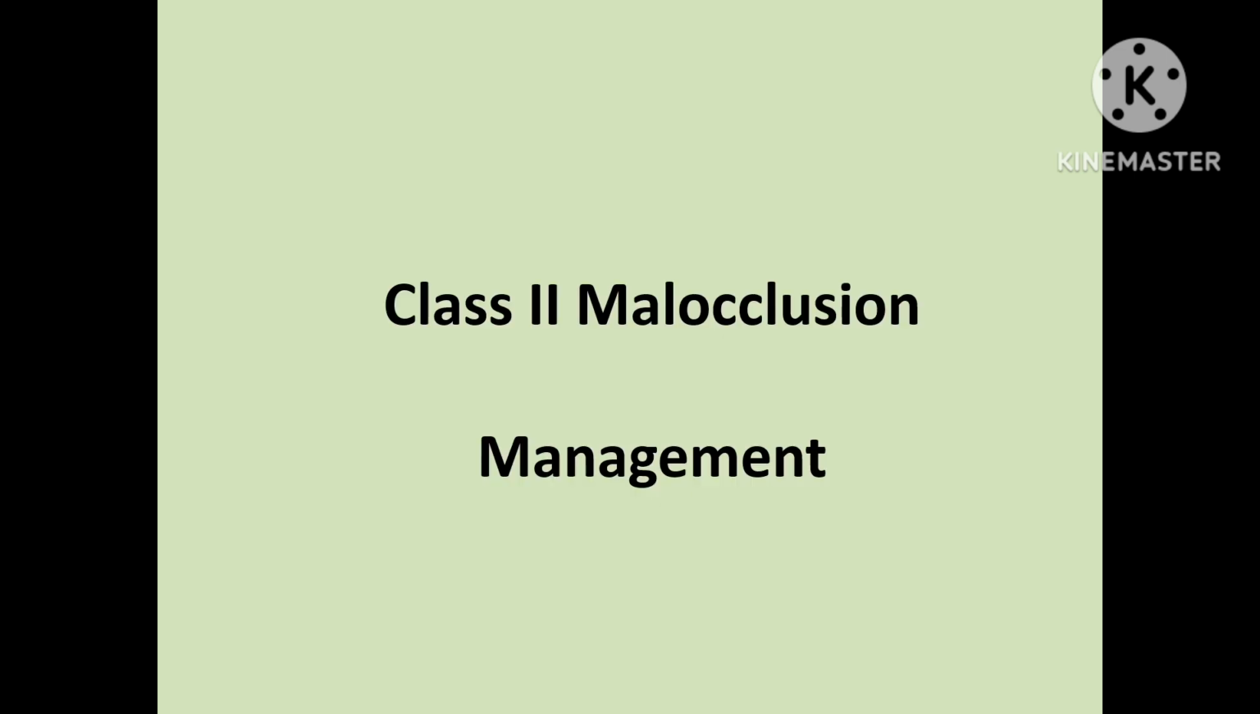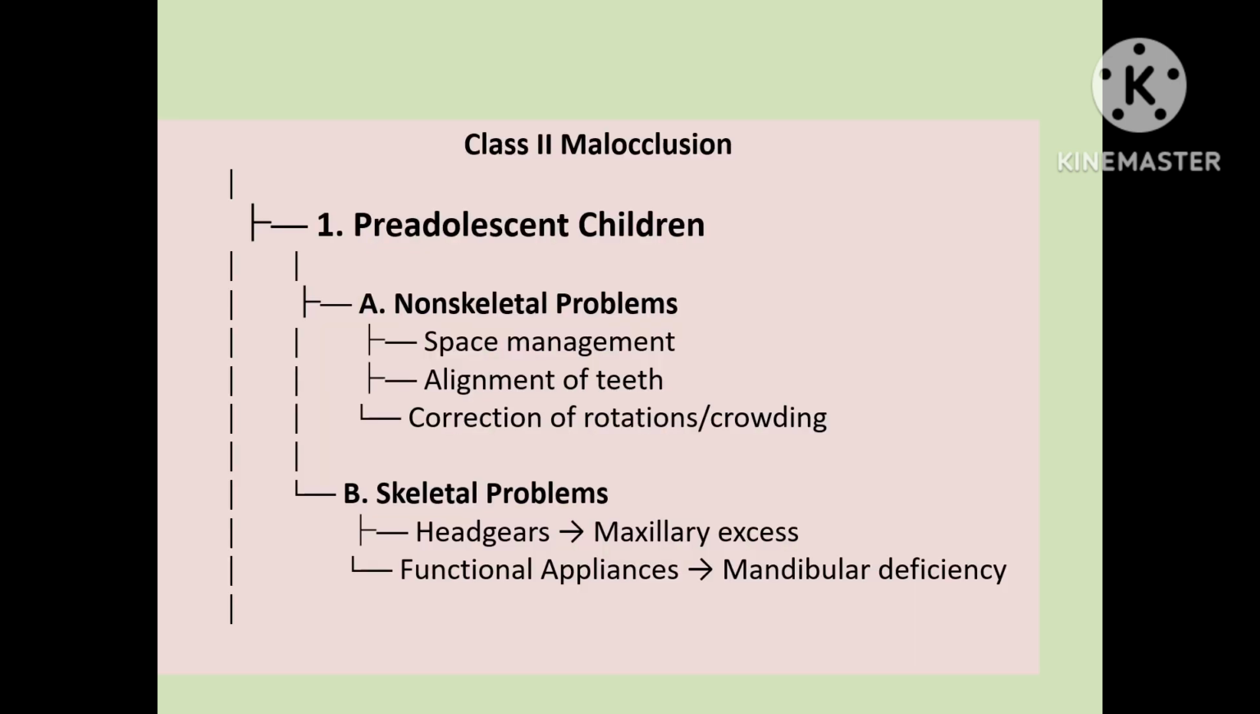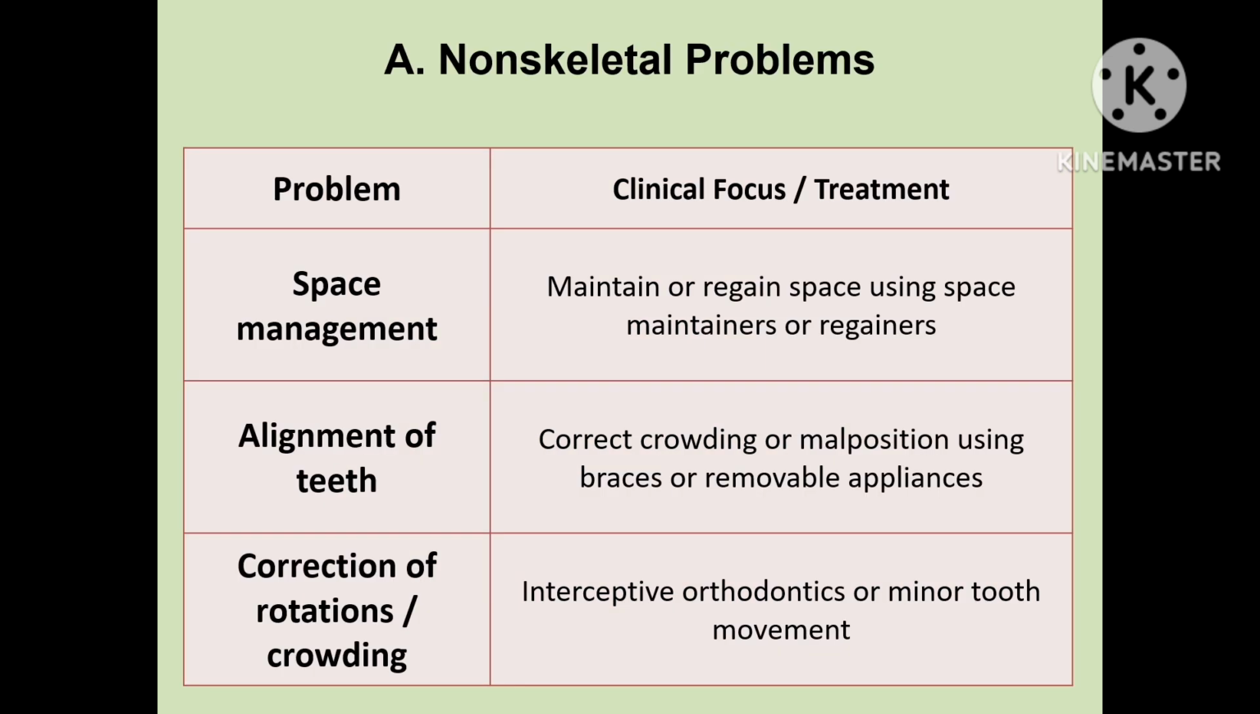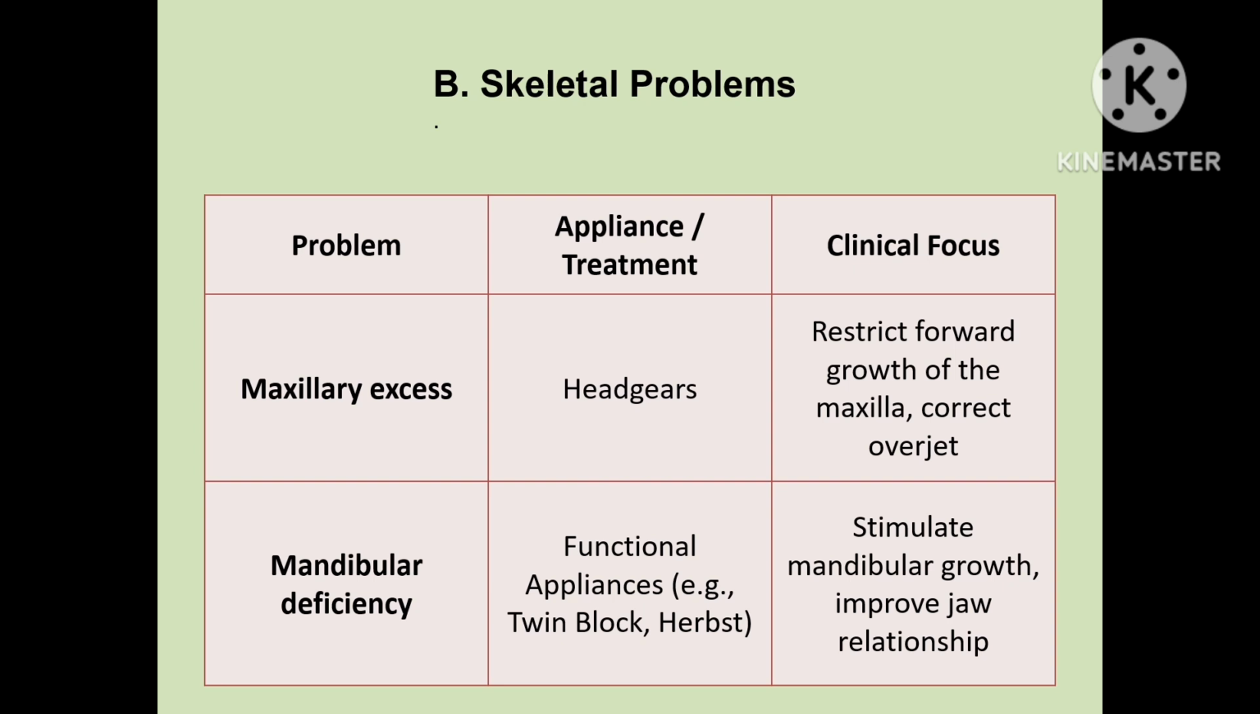Class 2 malocclusion treatment depends on the patient's age and whether the problem is dental or skeletal. In pre-adolescent children, minor dental issues like crowding, spacing, and rotations are managed with removable or limited fixed appliance therapy, while skeletal problems are addressed with growth modifying appliances like headgear or palatal expanders for the maxillary axis, and functional appliances like twin block or Herbst for the mandibular protrusion, ideally during the peak growth period.